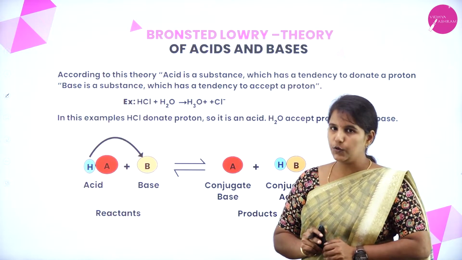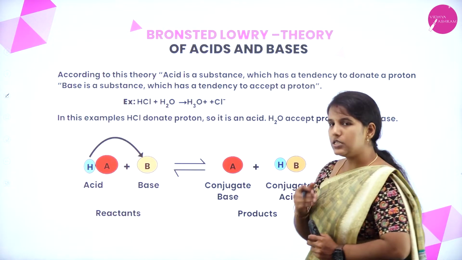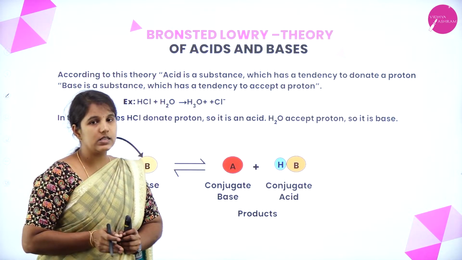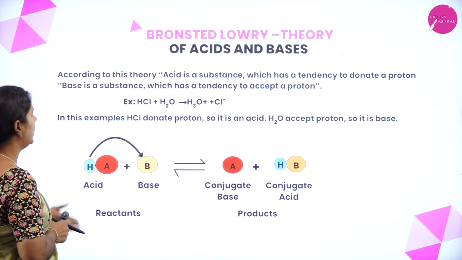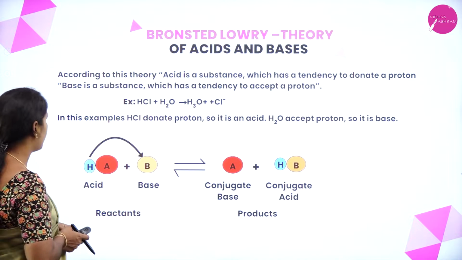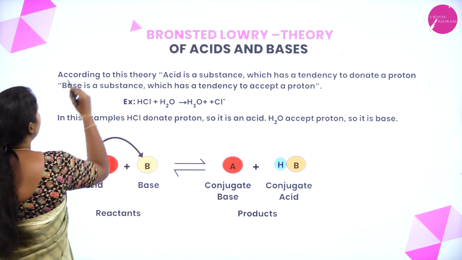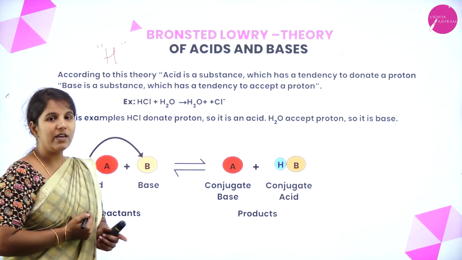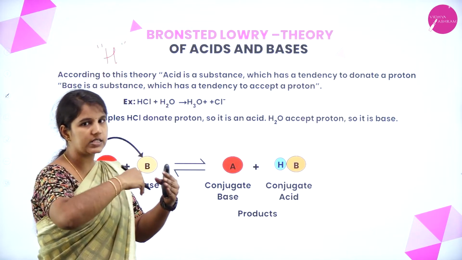Next we have one more theory, that is the Bronsted-Lowry theory of acids and bases. So let us see what the law states. Bronsted and Lowry are two scientists. They have given an idea about acids and bases in their own way. According to that, an acid is a substance which has a tendency to donate a proton, whereas a base is a substance which has a tendency to accept a proton. So this theory talks only about what? Proton. It talks only about the proton, where an acid is a substance which can donate the proton, whereas a base is a substance which can easily accept the proton.